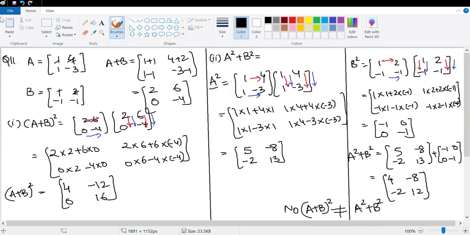The next question that we solve is question number 14. Let me just open that file. Just 1 second.